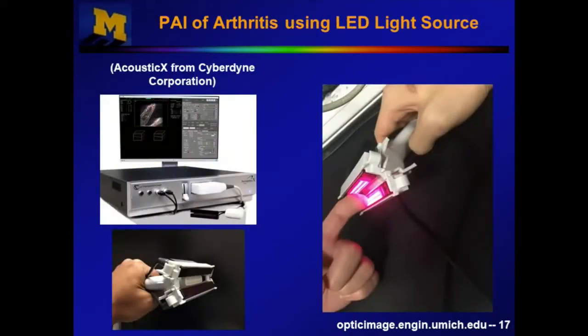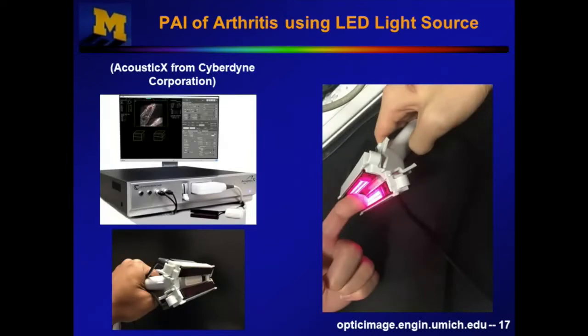Later, we have been thinking about any potential alternative light sources that we can use for photoacoustic imaging of arthritis. A candidate light source is the LED light source, and another one is the diode laser. Both are lower in cost and also very convenient to use. Later, we collaborated with Cyberdyne Corporation, a company that builds the AcousticX, which is an LED-based photoacoustic imaging system.